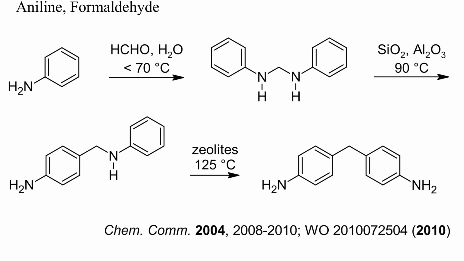The first product of the condensation of formaldehyde with aniline is a diaminomethane. Upon heating with acidic catalysts, this compound can isomerize to 4-aminomethylanilines and, upon stronger heating, to symmetric diaryl methanes. These are valuable monomers for polyurethanes and other polymers.